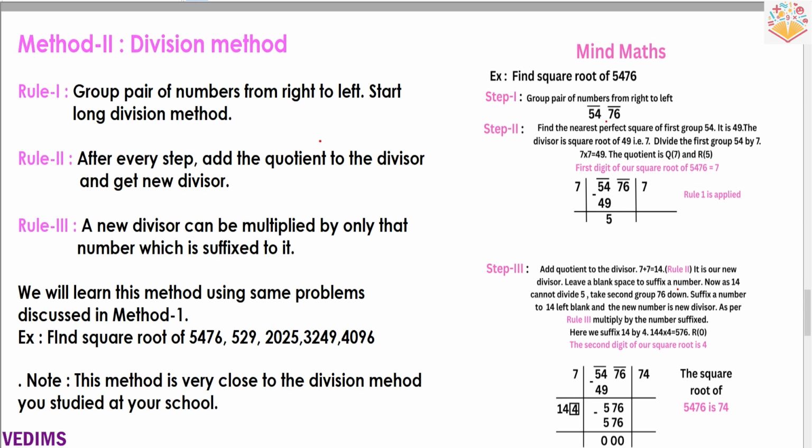As per rule 3, multiply by the number suffixed. Here we suffix 14 by 4. 144 into 4 becomes 576. Now you subtract 576, you will get 0, and our square root will be 74. The square root of 5476 is 74.